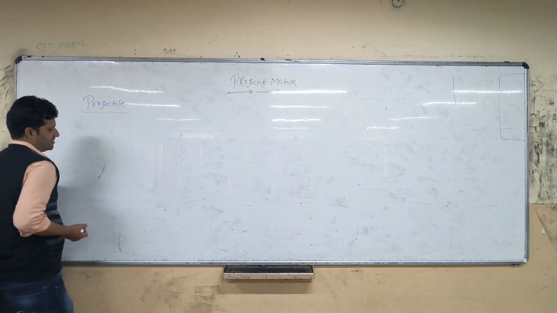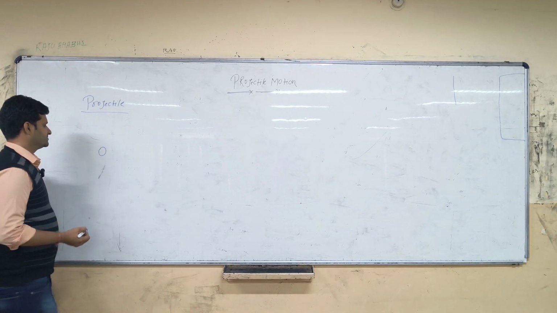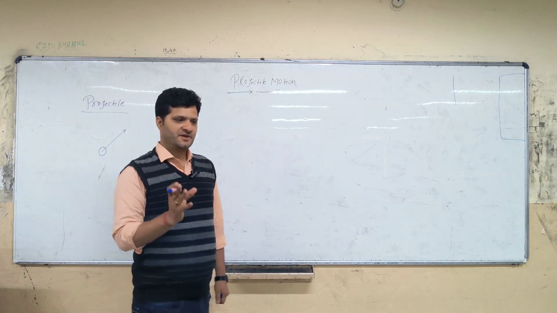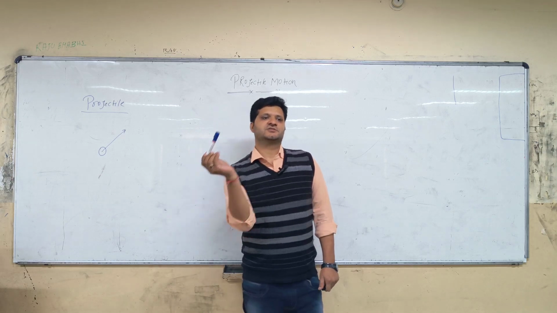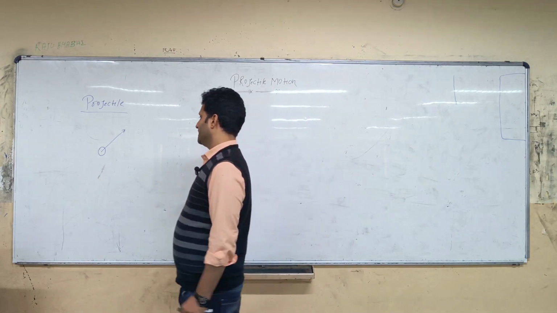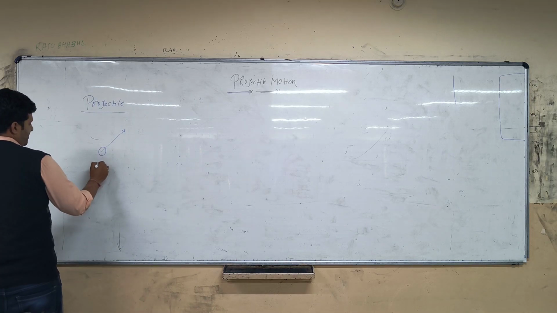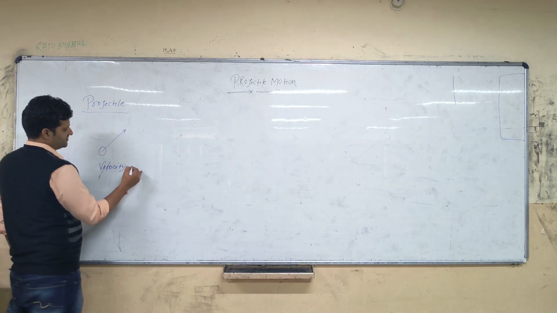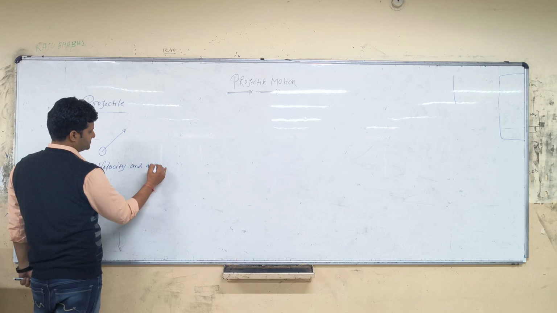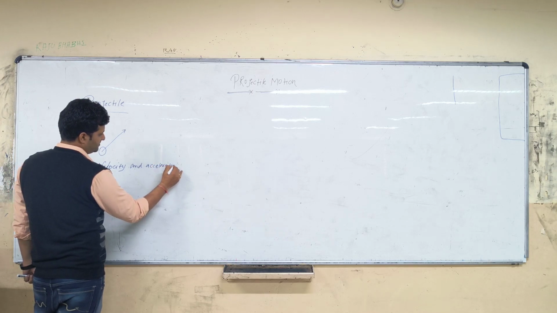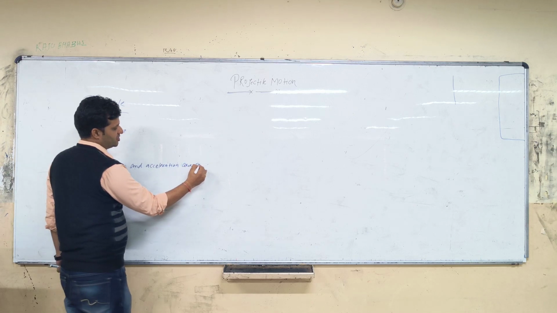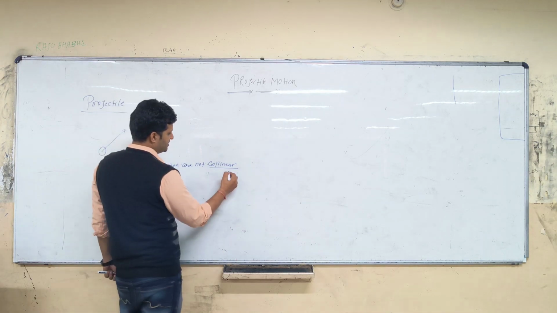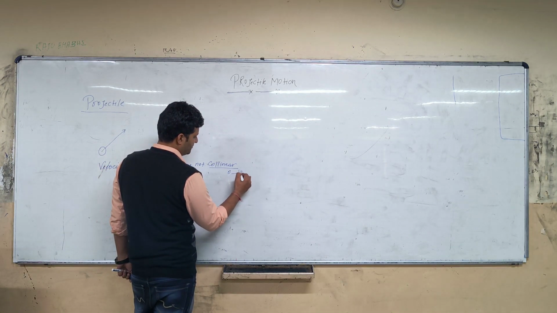See, if you take any object and throw it obliquely in any direction, in which the velocity of that object and the acceleration are not collinear. Collinear, everybody knows? That is, the angle should be 0 or 180 degrees.